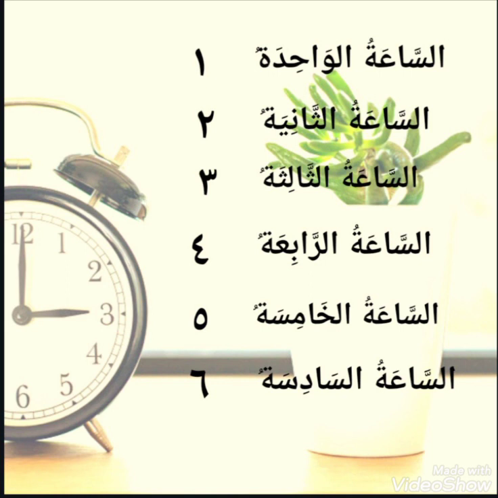Alright, for 1 o'clock we say as-sa'atu al-wahida. For 2 o'clock, as-sa'atu al-thaniya. And 3 o'clock we'll say as-sa'atu al-thalitha. As-sa'atu al-rabi'a for 4 o'clock. As-sa'atu al-khamisa for 5 o'clock. And as-sa'atu al-sadisa for 6 o'clock.